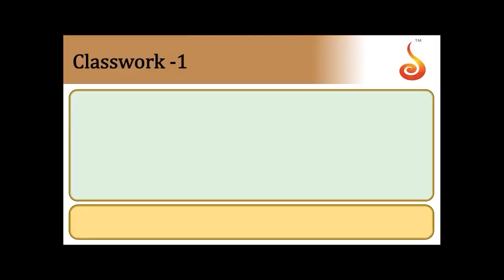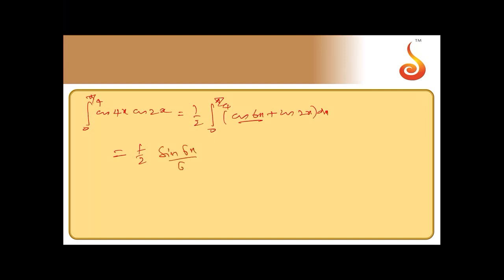To start with, the first one: integral from 0 to pi by 4 of cos 4x cos 2x dx. By using transformations, this can be written as the integral from 0 to pi by 4 of a cos sum plus cos difference. And clearly the integral of cos is nothing but sine. So 1 by 2 times sine 6x divided by 6 plus sine 2x by 2, from 0 to pi by 4.